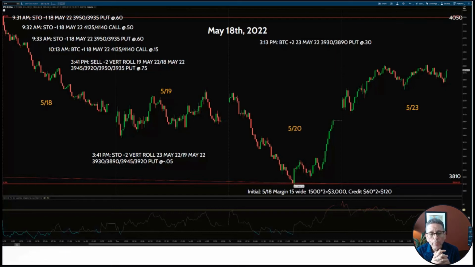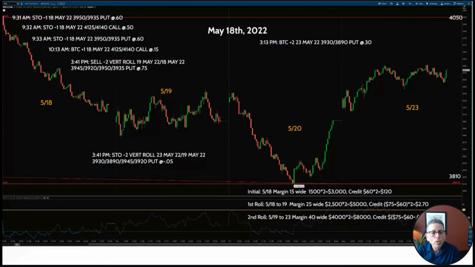But I had to add margin to it. And these are the requirements to be able to manage this trade. And so initially I put on a 15 wide position. So I used $3,000 margin on it. Okay. And I collected $1.20 on it, right? The first roll, I had to increase the margin from 2,500 to 5,000, all right, on that roll. And I received a credit, up to 270. Okay.